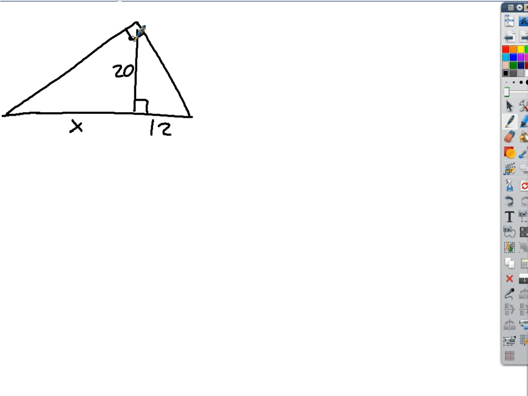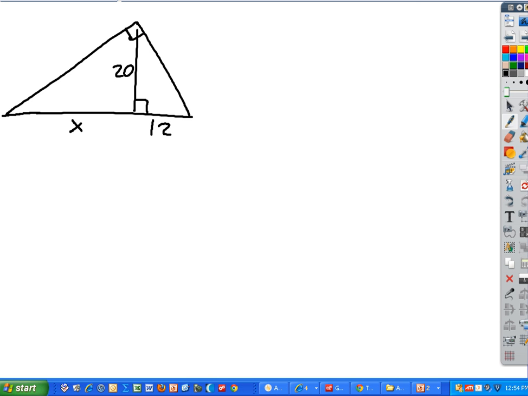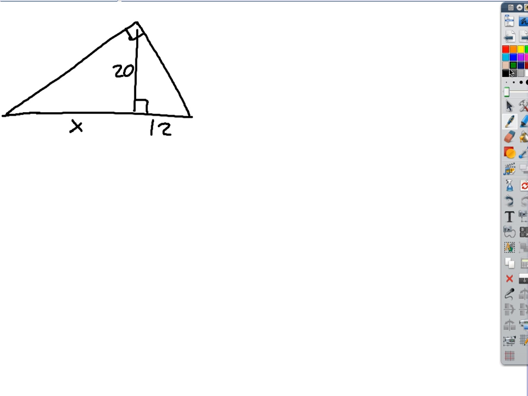What's the shared side? 20. Okay. So if we break this up into two triangles, I'm not going to write it, I'm just going to color code it. Now listen please. The shared side is 20. In the green triangle, what does that represent? Short. What does it represent in the red triangle? So there's your ratio, short and long.